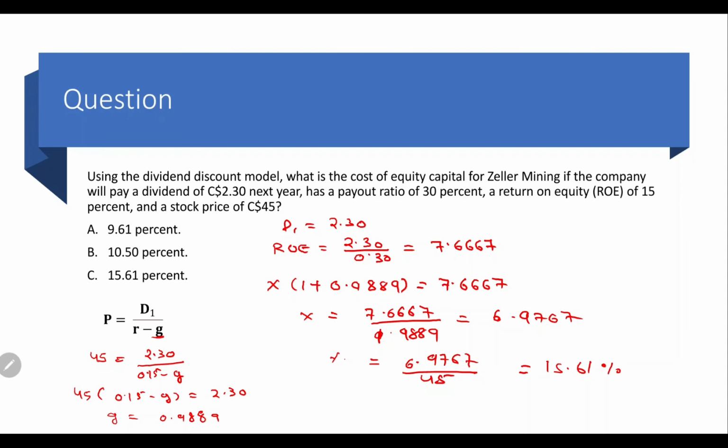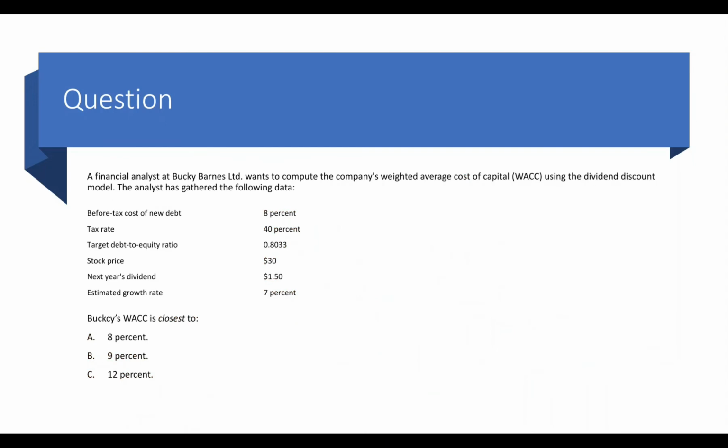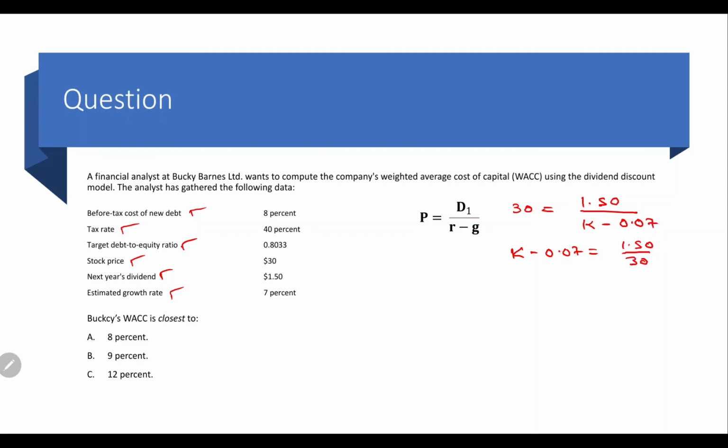Moving over to the next question. A financial analyst at Bucky Barnes Company Limited wants to compute the company's weighted average cost of capital using the dividend discount model. We have the following data: before tax cost of debt, tax rate, target debt to equity ratio, stock price, next year's dividend, and estimated growth rate. And we have to calculate Bucky's WACC. So here what we'll do is calculate the cost of equity using this DDM equation. So we have a stock price of $30, which equals D1, that is $1.50, divided by expected return on equity minus growth, which is 7%. We'll solve this for the value of K. So we have K minus 0.07 equal to 1.50 divided by 30. So we have the value of K, which is 12%.